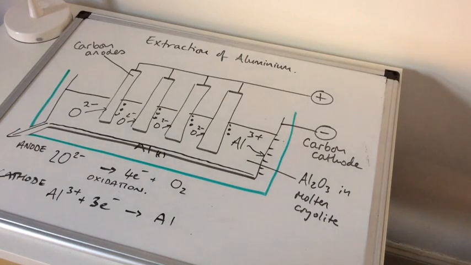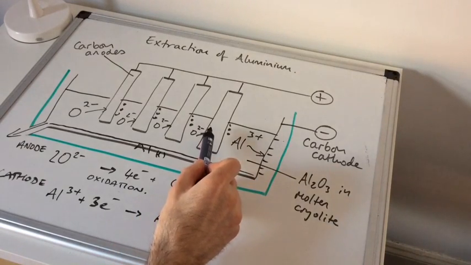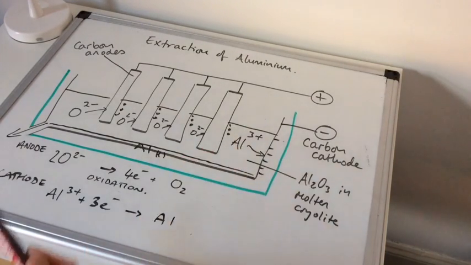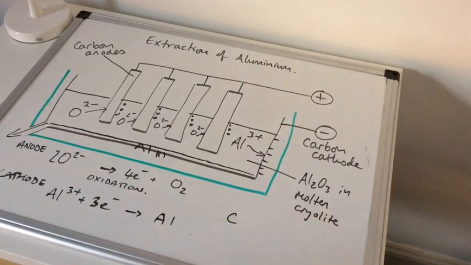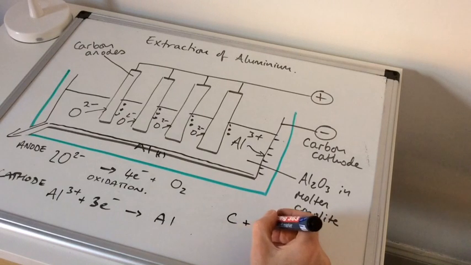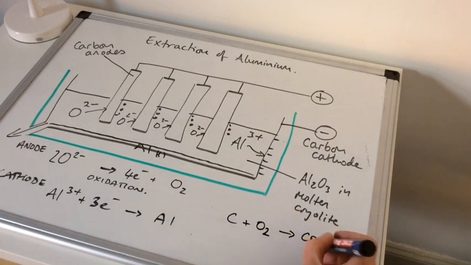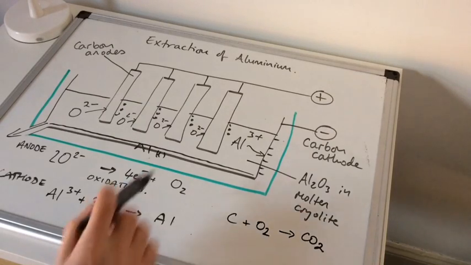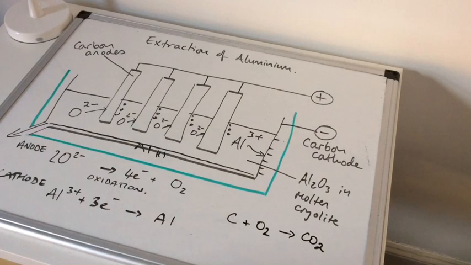One last bit of information to finish with, and it's what happens at the positive electrode. Remember, oxygen gas is produced here. The electrodes are made from carbon, and so the carbon of the electrode will react with the oxygen that's being formed there and form carbon dioxide gas. So eventually these electrodes are going to wear away and they're going to need to be replaced.